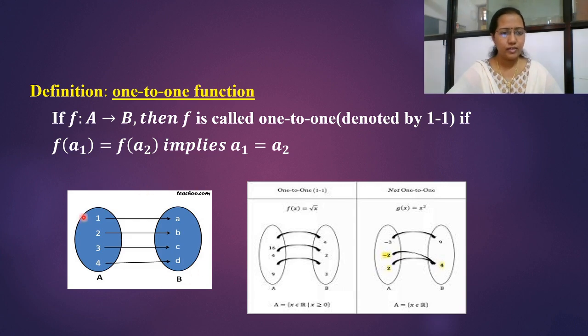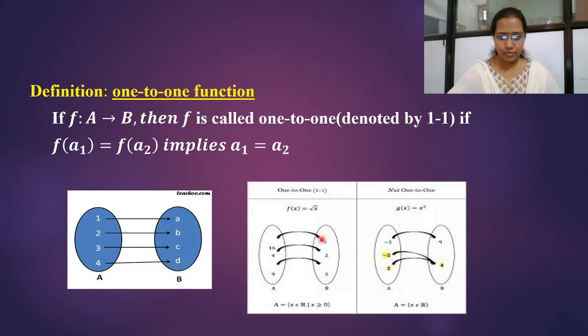You can see this figure. The figure of a one-to-one function looks like this: 1 maps to A, 2 maps to B, 3 maps to C, which means these arrows will be parallel. By definition of function, every element from A maps to a unique element, but a single element from A will map to a single element, and another single element maps to another single element. So the graph will look like this.